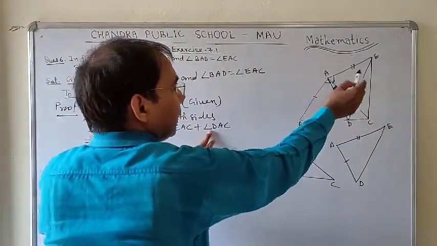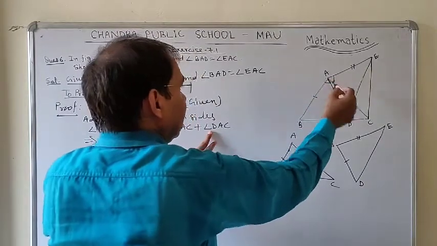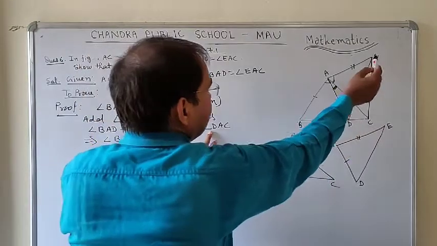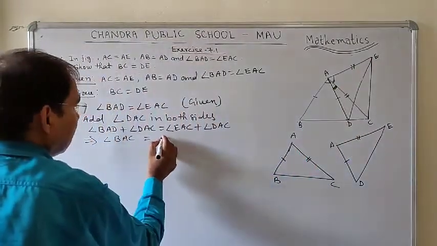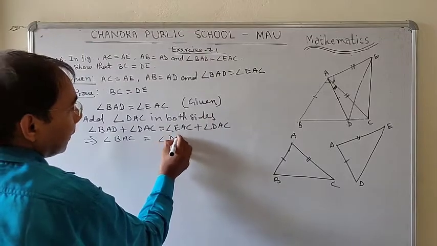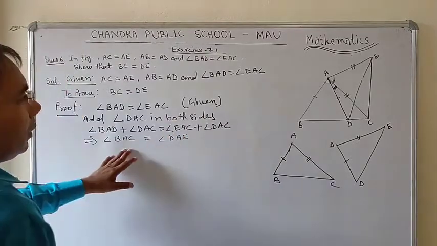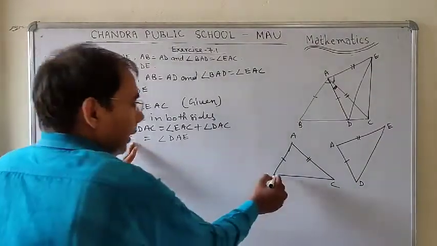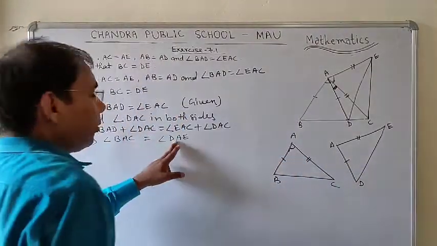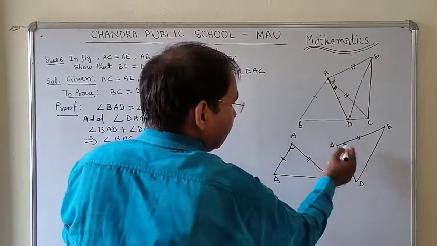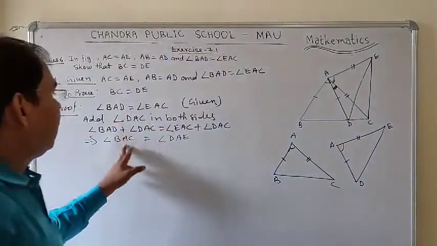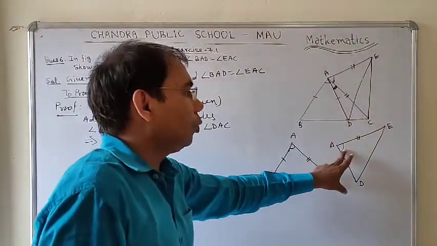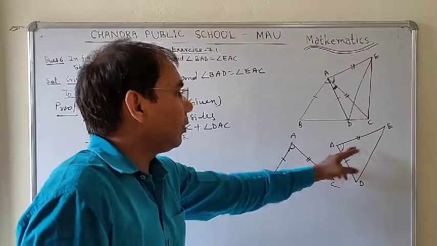This angle plus this angle is equal to angle EAD, which is equal to angle DAE. So now look in your triangle. Here you have that angle BAC is equal to angle DAE. Now you are able to prove that these two angles are equal. So if two sides and the included angle are equal, then both the triangles are congruent.